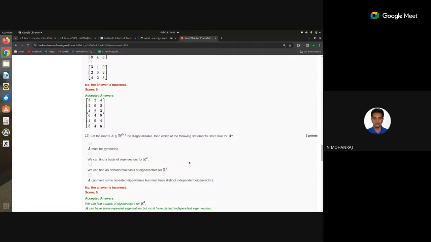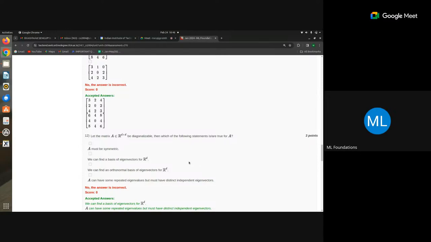It'll have n number, d eigenvectors, right? Yeah, because it will span the whole. Correct, it will span whole R^d, right? Okay. Yeah.